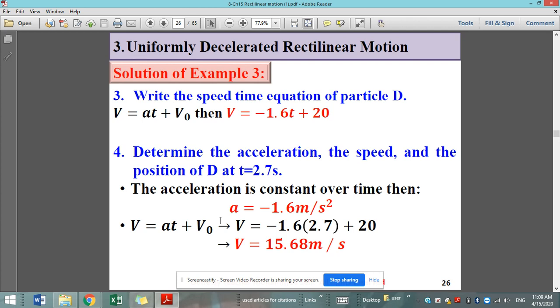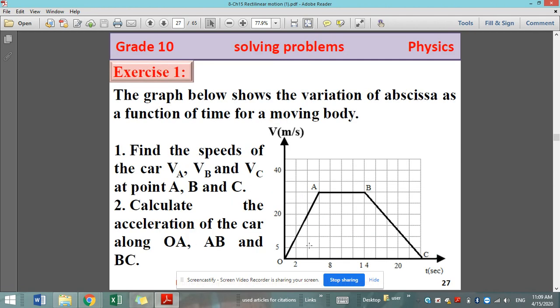As for the instantaneous speed at t equal 2.7 seconds, substituting in the speed-time equation, we have v equals at plus v0, where a is minus 1.6, 2.7 is the time, and v0 is 20. We get the following answer.